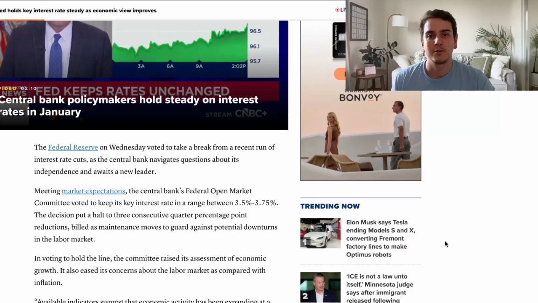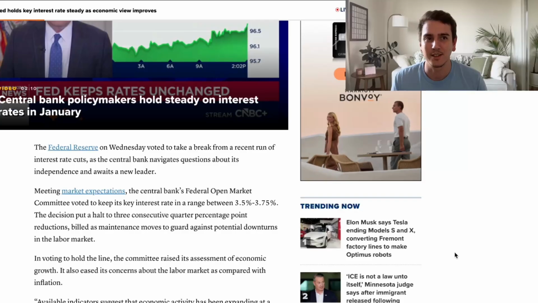So the Federal Reserve voted to take a break from their recent run of interest rate cuts. They cut rates 3 times in 2025, and they're basically navigating questions about what's happening in the economy, largely looking at unemployment, inflation, as well as the chairman of the Federal Reserve is going to be replaced in just a few months here. I don't know the exact date.